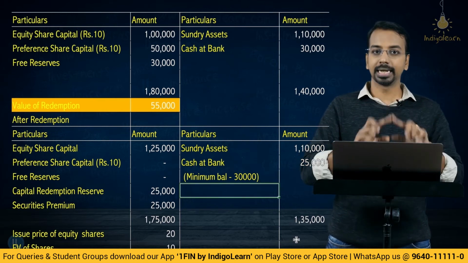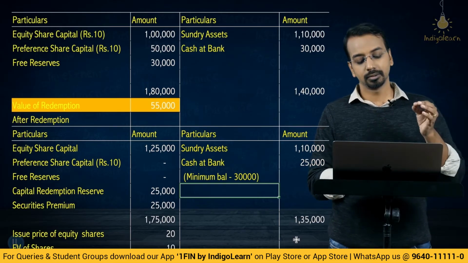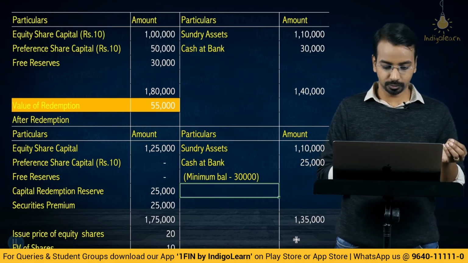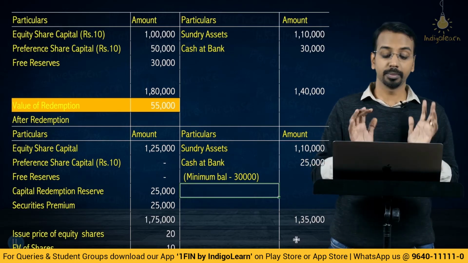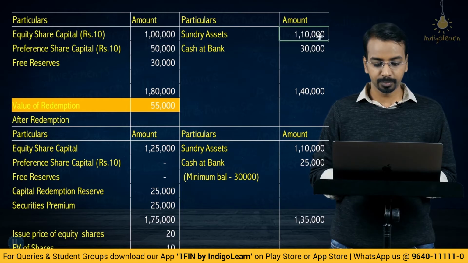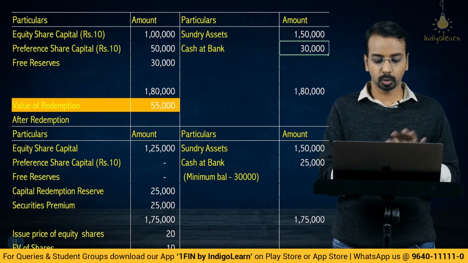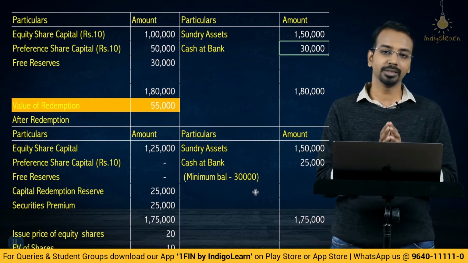Okay. So, let us again revisit this question adding these two conditions. One, there is a current cash at bank of 30,000, and two, there is a minimum balance requirement of 30,000 that needs to be maintained. So, if we change this balance sheet out here, so here instead of 110, let us assume there is 150. Okay. So, 180 and 180 is matched.